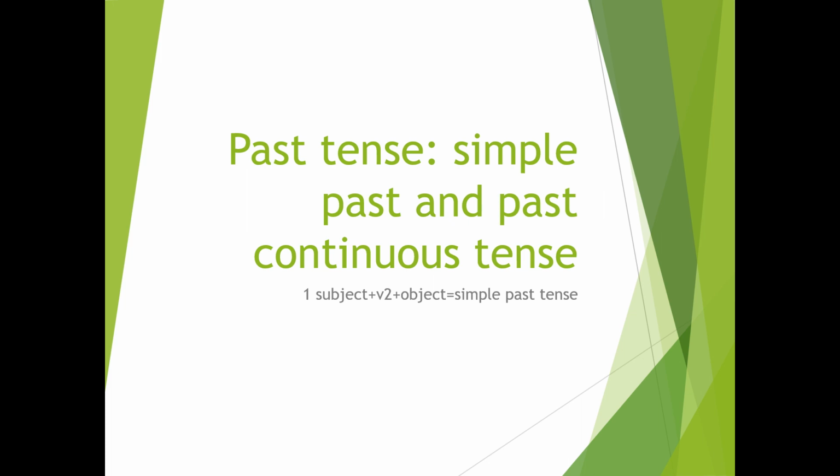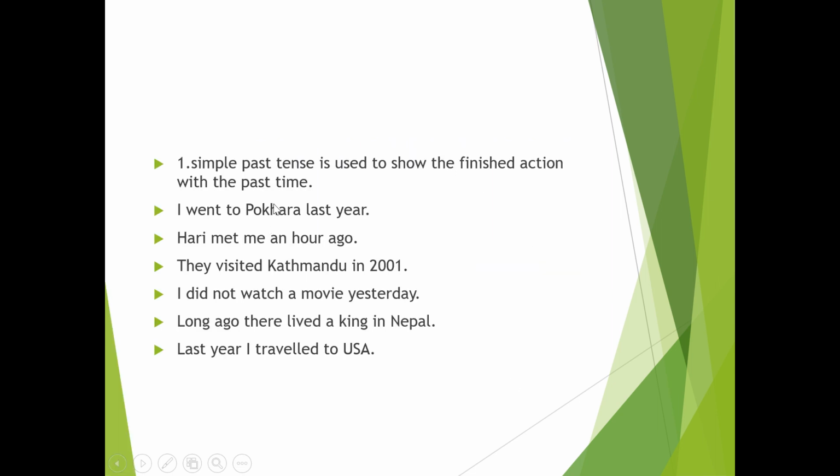This is Bhavani Shankar Adhikari, and today I have come with the past tense and past continuous tense. Past tense means subject, verb, object, that is simple past tense. See, simple past tense is used to show a finished action in the past time. Past मै कुनै काम सकिएको थियो भन्नुपर्दा प्रयोग गर्छौँ.